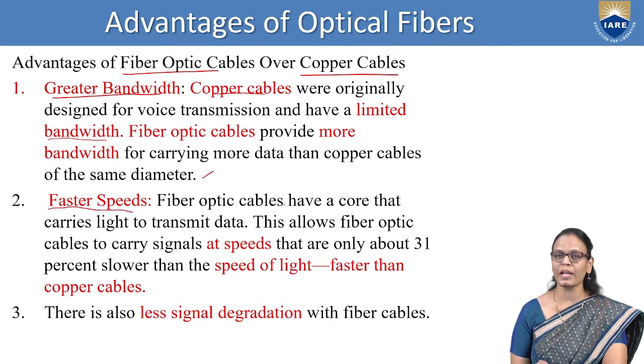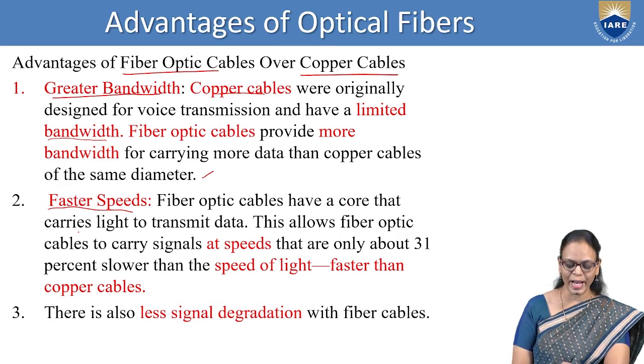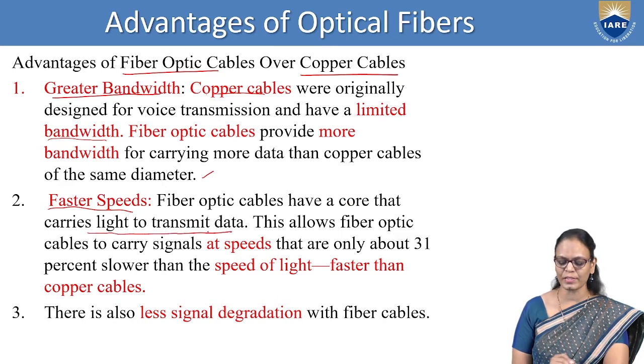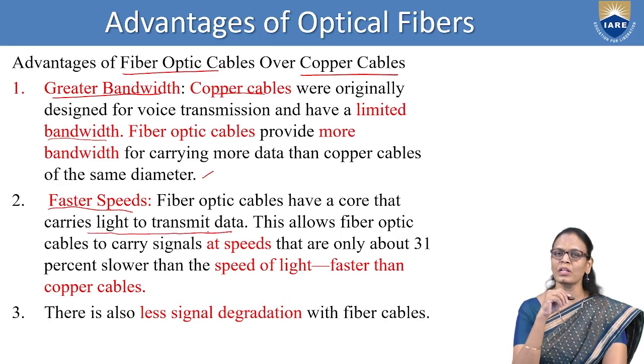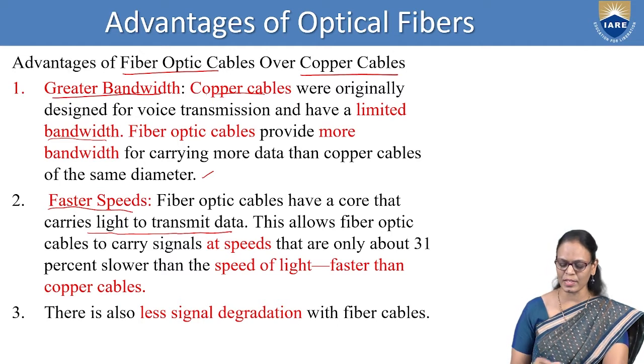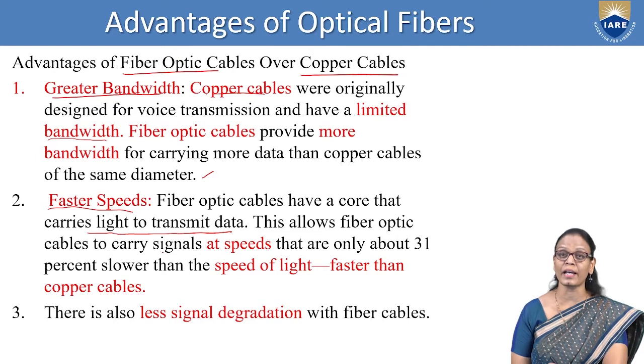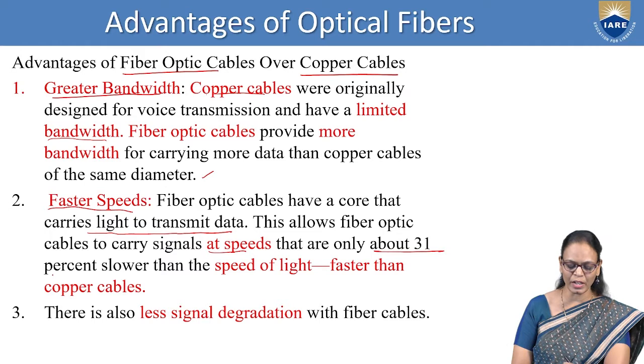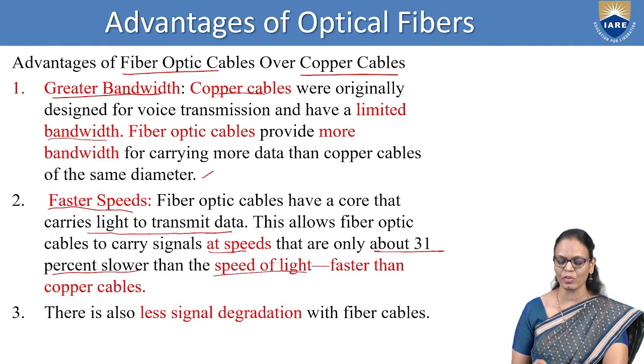Fiber optic cables have a core that carries light to transmit data. When we are talking about fiber optic communication, whatever signal has to be sent, light is used as a carrier wave to carry the signal. This allows the fiber optic to carry the signals at speeds that are only about 31% slower than the speed of light.